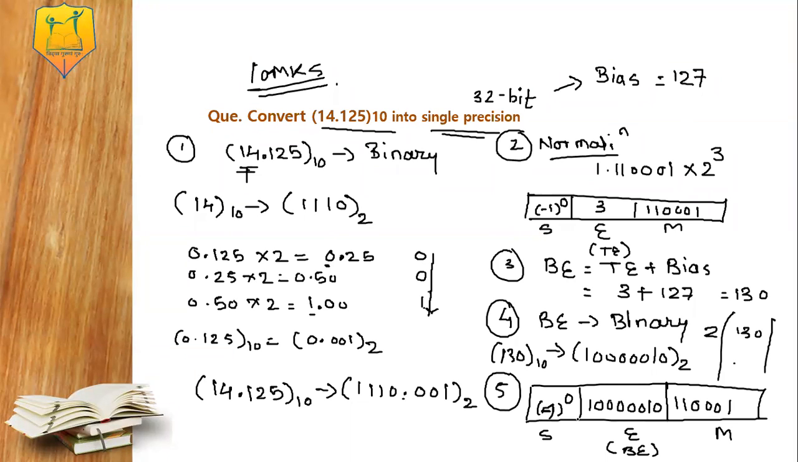If it is the double precision, then bias value is 1023. Okay, so it's not that difficult one.